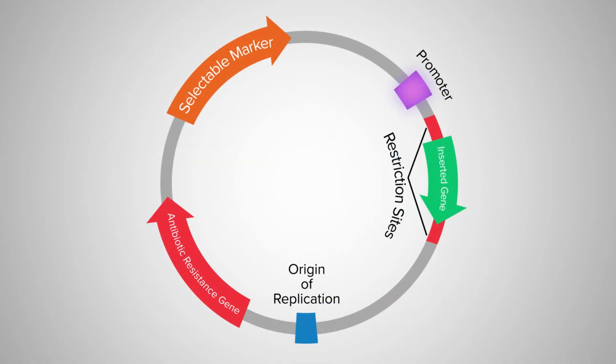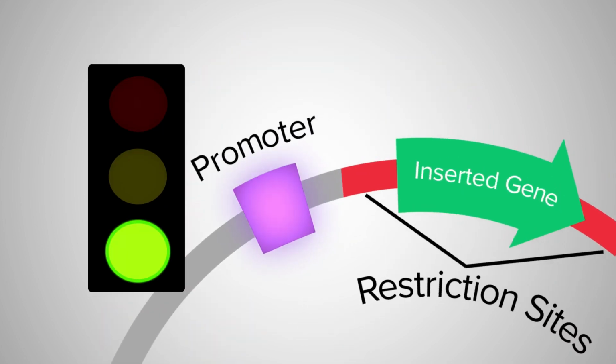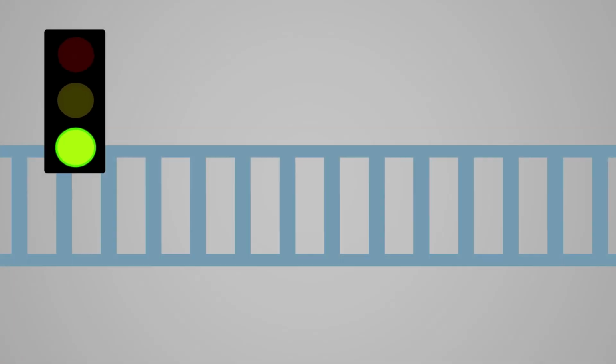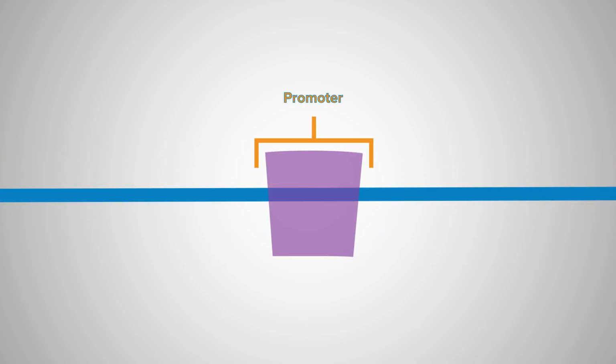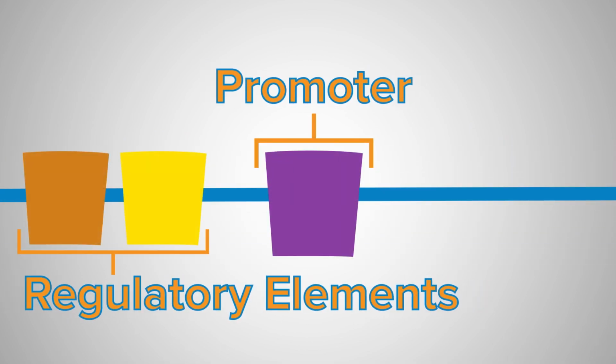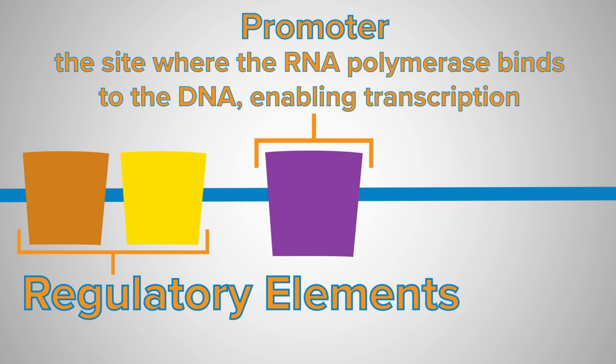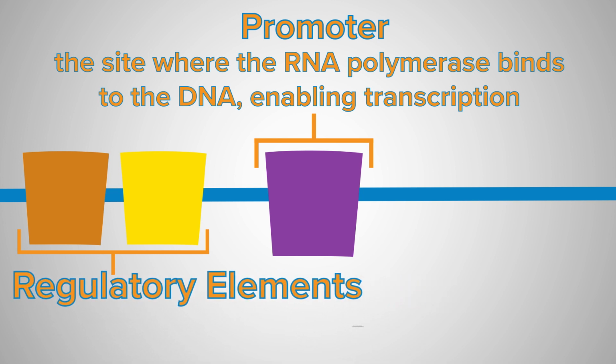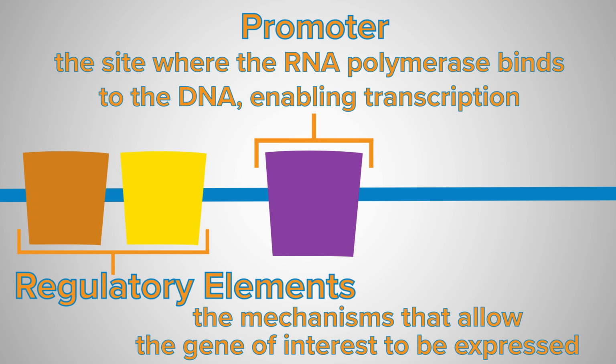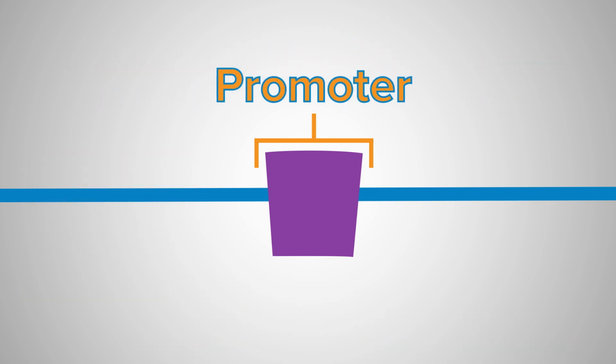The promoter region is the element of the plasmid responsible for initiating the transcription of your insert gene into RNA. This means it gives your plasmid the green light to start RNA transcription. When we talk about the promoter region, we're talking about two distinct parts of the plasmid: the promoter and its DNA regulatory sequences. The promoter is the site where the RNA polymerase binds to the DNA, enabling transcription. The DNA regulatory sequence controls are the mechanisms that allow the gene of interest to be expressed. We'll talk about DNA regulatory sequences a little later. For now, let's focus on the promoter.